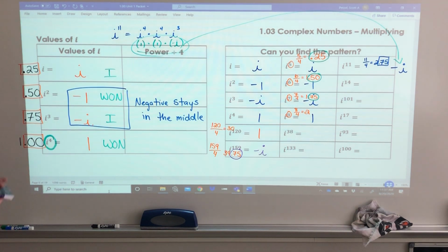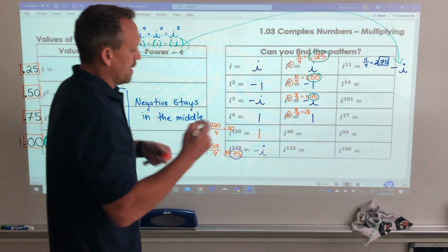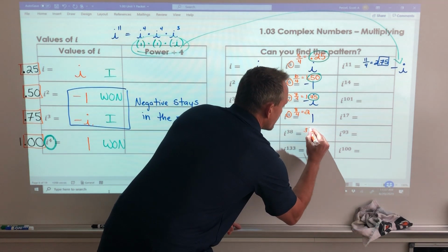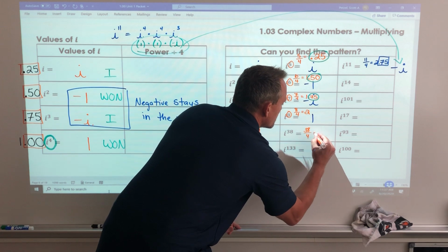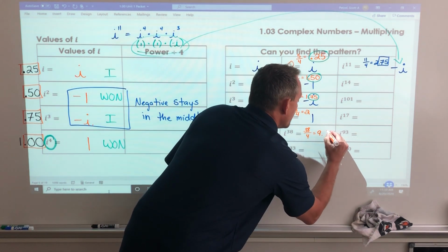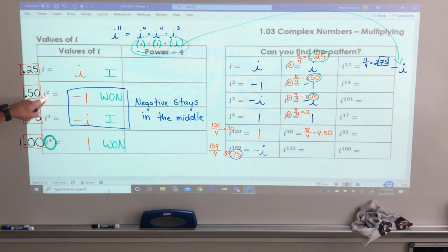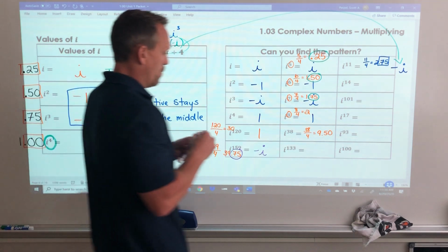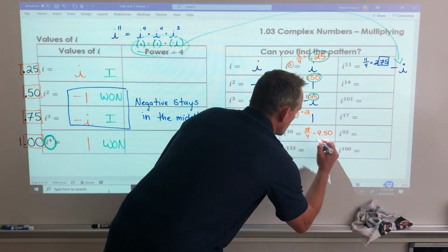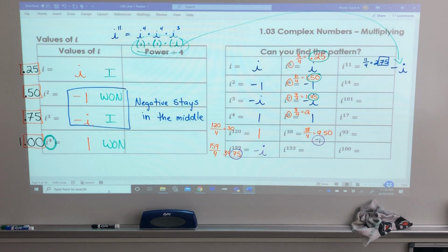Go through all of those again. My brain, I'm telling you, sometimes I'm getting jumbled. I don't trust myself. 38 divided by 4 equals 9.50. i squared, negative 1. Okay? And so on and so forth.